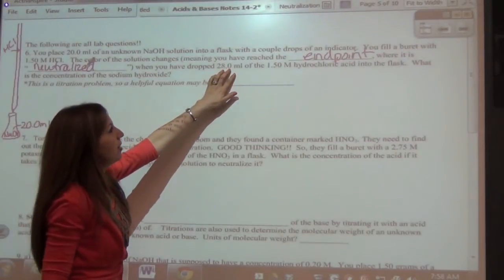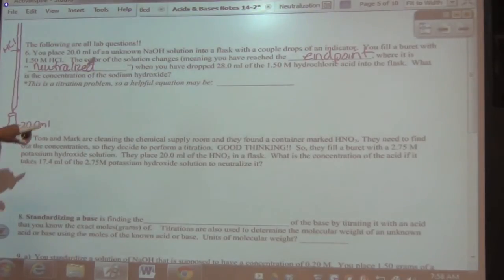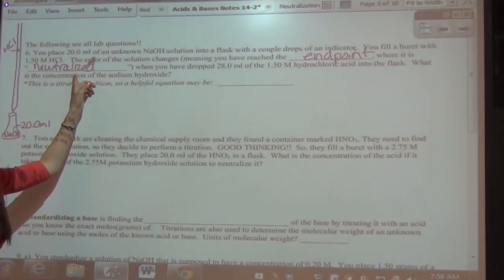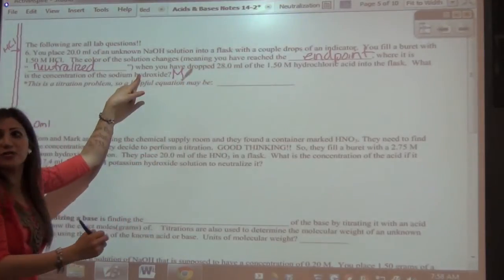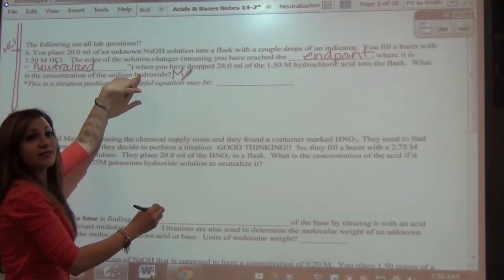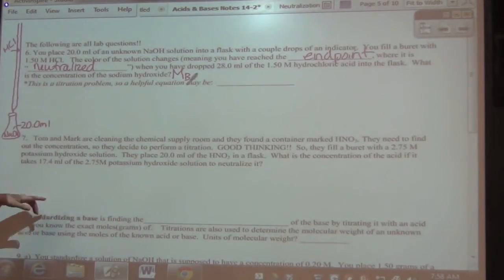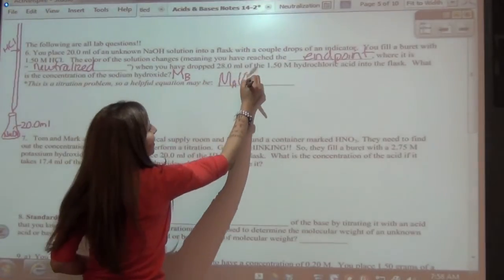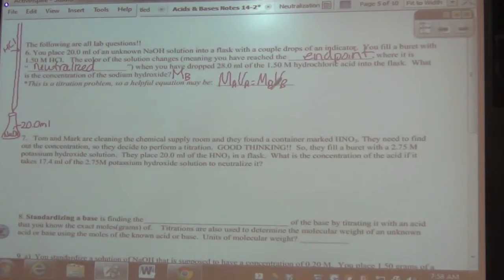When you drop 28 mL of the 1.5 into the flask, what is the concentration of the sodium hydroxide? What are we looking for? Concentration of sodium hydroxide. What are the units of concentration? Molarity. Good. And what is sodium hydroxide? The base, right? So that would be your MB that we're looking for. Okay. So this is a titration problem, so what equation should we use? MaVa equals MbVb. Perfect.